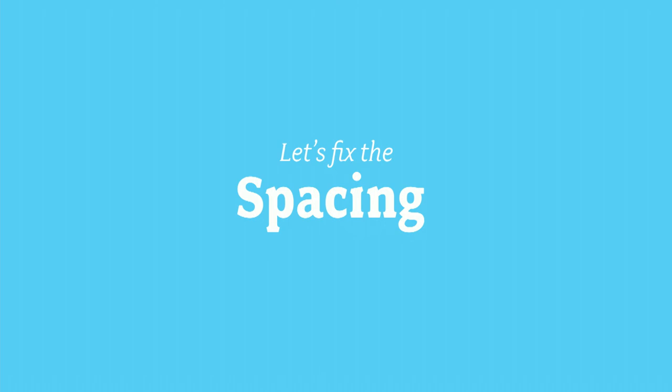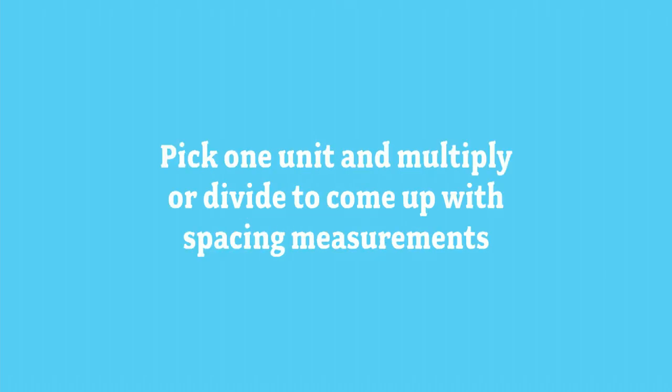For me, I find spacing, or more accurately, lack of spacing, is probably the biggest issue that I see when I look at most websites. So what I typically like to do is pick one unit and use that as a base to come up with values for the rest of the spacing. It's kind of like what we were doing earlier with the modular scale. And I usually pick something like maybe 20 pixels, and I'll multiply and divide it to come up with different spacing measurements for my designs.